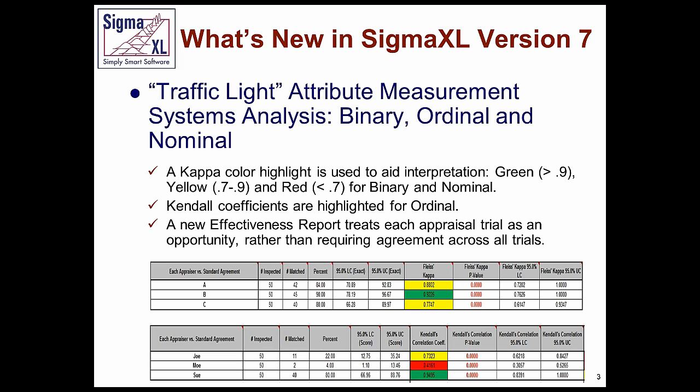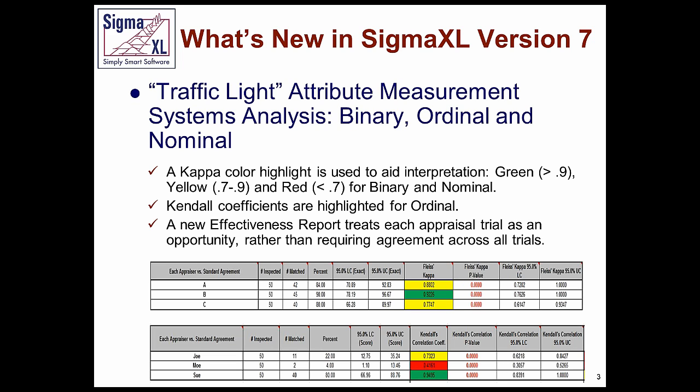The attribute measurement systems analysis, we did have binary MSA, and we've added ordinal and nominal. But what's nice now is that we have highlight for kappa and for Kendall's coefficient. So in the binary and nominal, the focus is on kappa. And for ordinal, we have highlights on Kendall's correlation. So again, green light means good agreement, yellow light means barely acceptable, and a red highlight means that there's a problem and corrective action is needed.